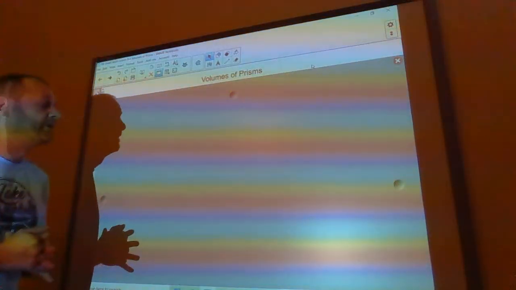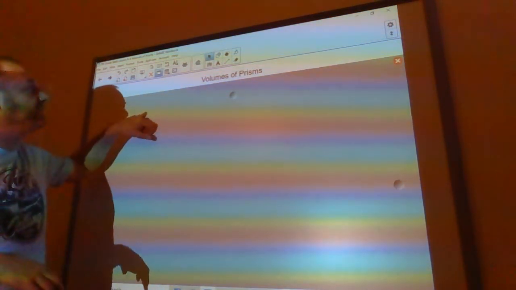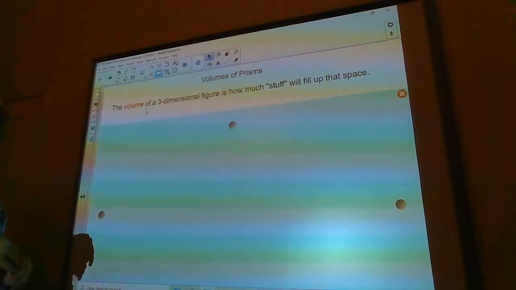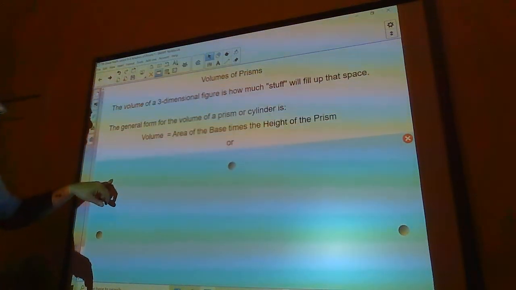Hey guys, today we're going to talk about volumes of prisms. So remember, volume is how much stuff you can put inside a three-dimensional figure. Okay, which is exactly what it says right there. The volume of a three-dimensional figure is how much stuff will fill up that space.